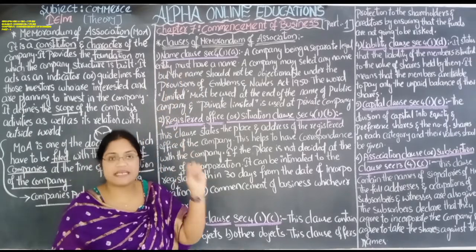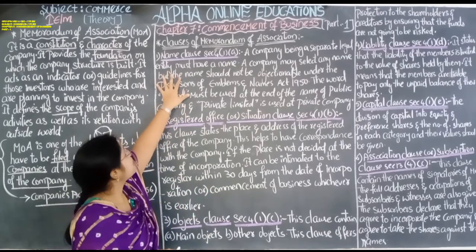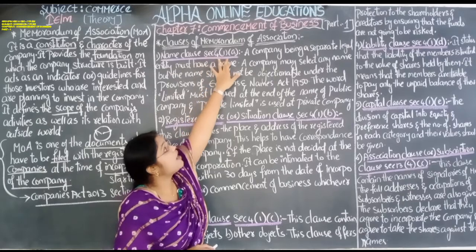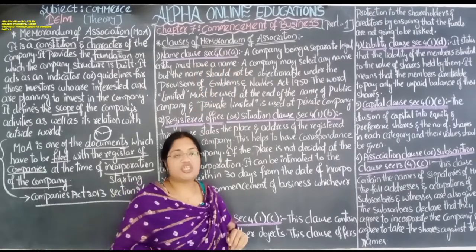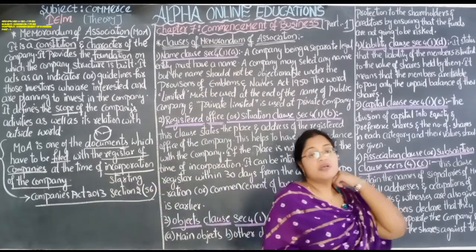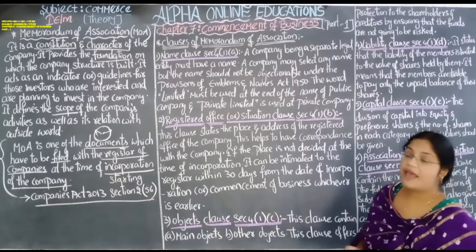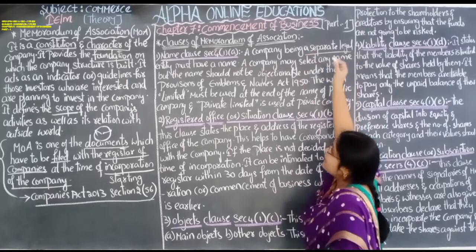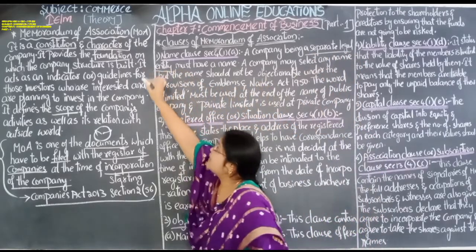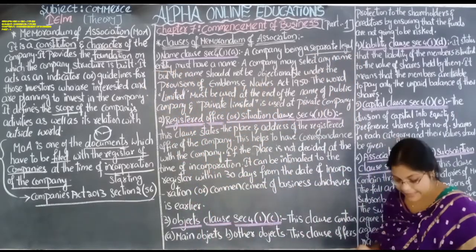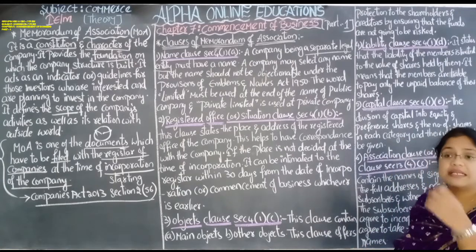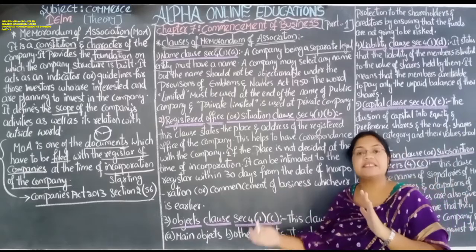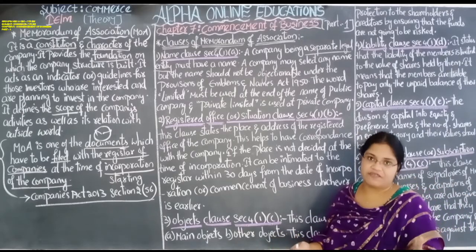In total we have 6 clauses. The first clause is the name clause, Section 4, Subsection 1A. A company is a separate legal entity. What is the meaning of a company being a separate legal entity? It means that the company is different and the owner is different.